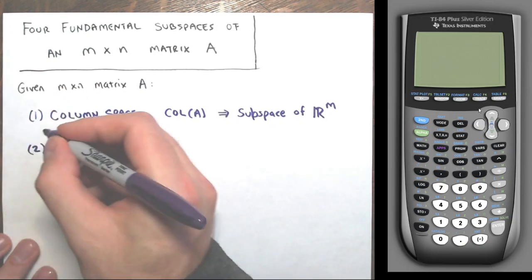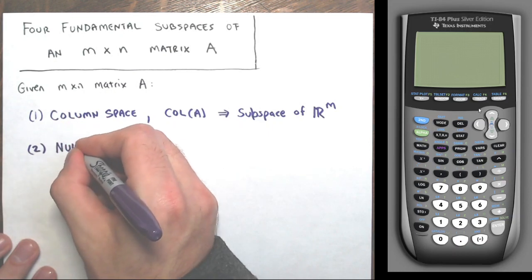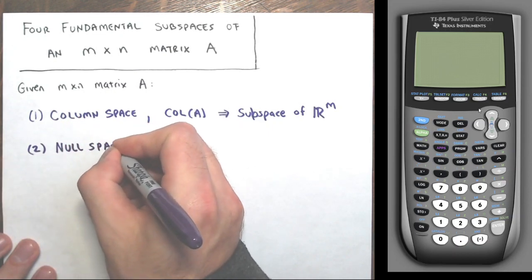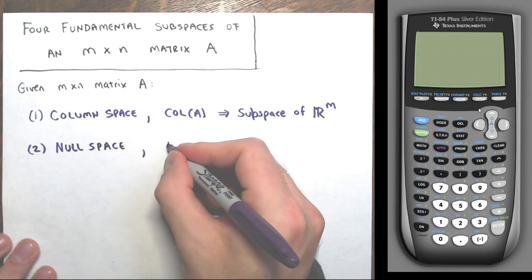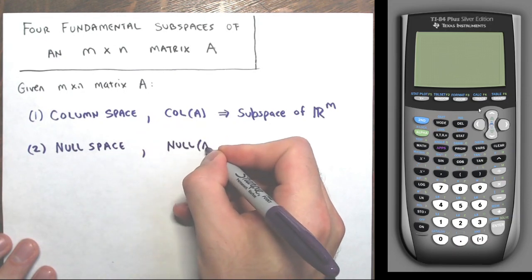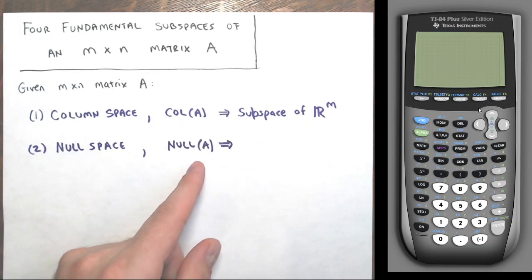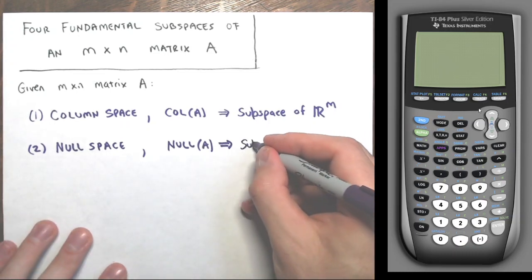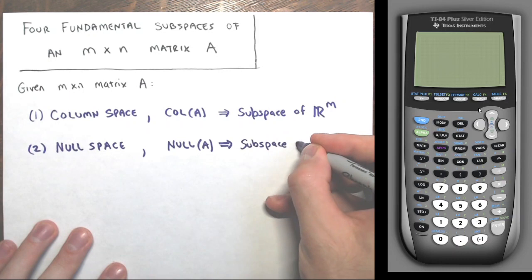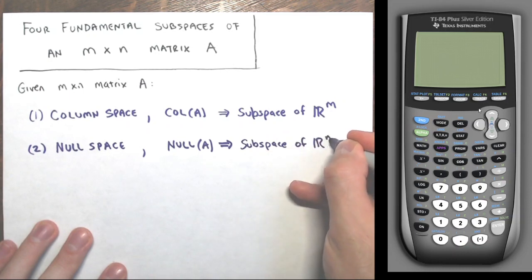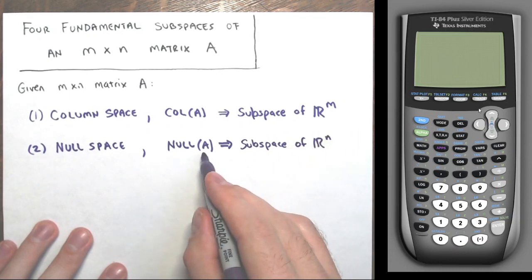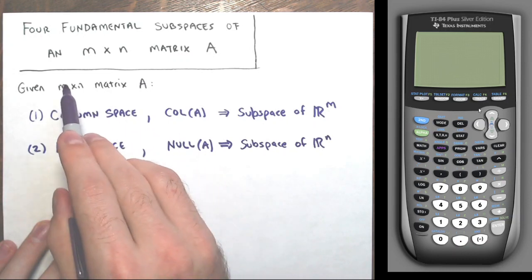Then there was the null space of A, right? The null of A. And this was the set of all solutions to A times x equals 0. And this formed a subspace of Rn. Every vector in here had n components, if it's an m by n matrix.